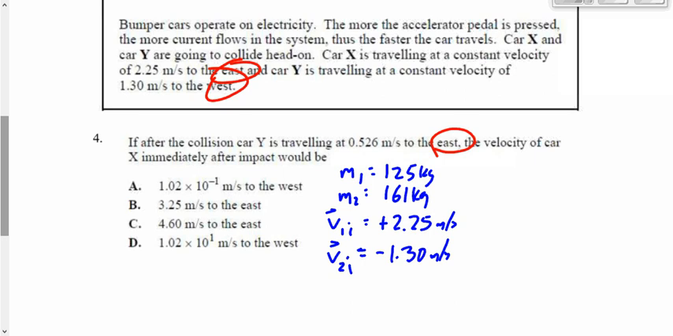And then it says after the collision, Y is moving at 0.526 to the east, so we're going to make that V2F, 0.526. And we're looking at V1F. Remember I said in these questions, the hardest part of this really is the givens, right? Once you get the givens written down, it's not too bad.